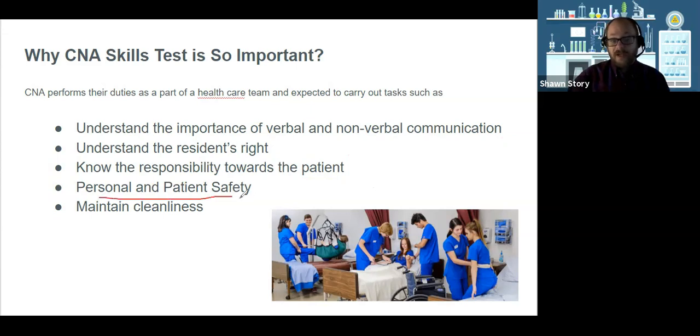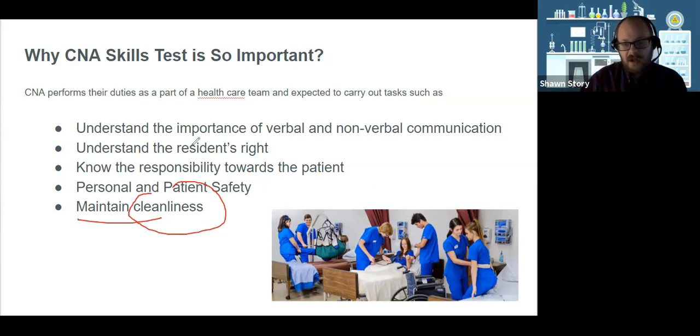Knowing personal and patient safety, like why we wash our hands every time before working with a patient. And then the main reason too is also this idea of cleanliness, so that we're not contracting diseases. And we're very aware of this, especially during the last pandemic, of how are we using PPE? How are we protecting our patients from contagious diseases?